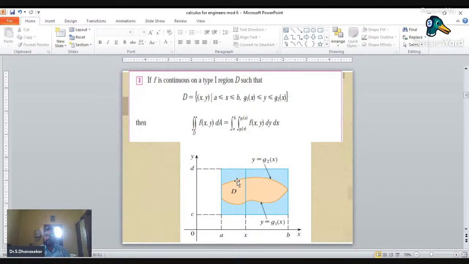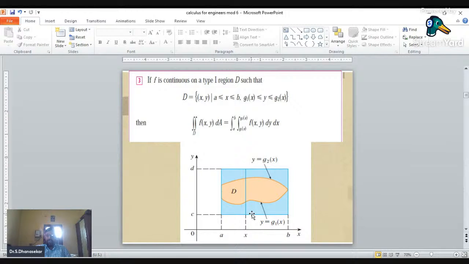Right. Now, for the double integral, I first have to find out the inner integral limit. When I go for the inner integral limit in y, I have to draw a vertical line. Where the vertical line starts, it starts at the g1 of x curve and it ends at the g2 of x curve. Therefore, my inner limit is g1 of x to g2 of x. At that time, my x varies from a to b. This is how you have to find out the limits.